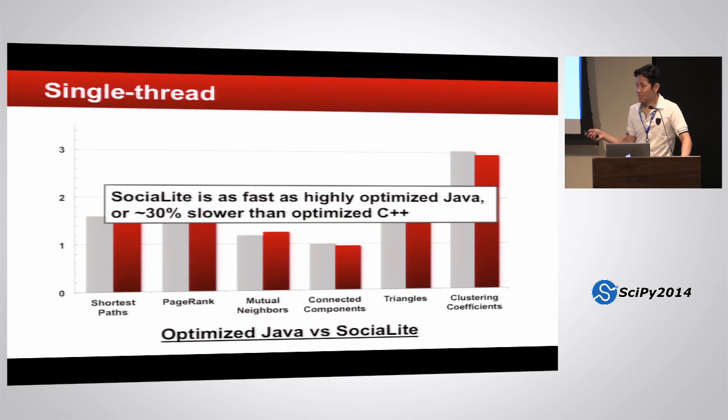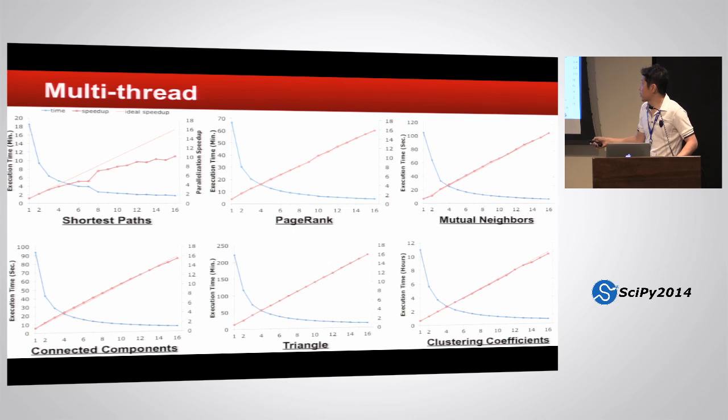Well, here are some numbers. Basically, this shows that for these graph algorithms, shortest path, PageRank, triangles, SociaLite is as fast as very optimized Java, which is about 30% slower than optimized C++. And it scales very well. With this, you're supposed to read this red line here. So from 1 to 16 cores, it scales very well.